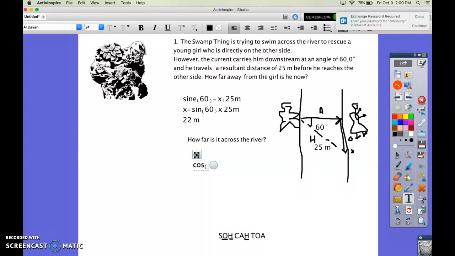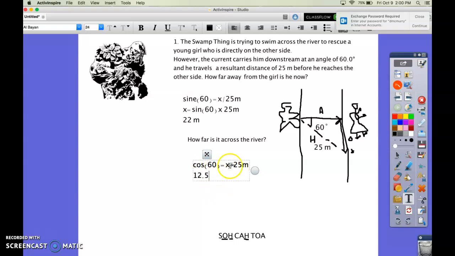Cosine of 60 is equal to the adjacent, which we don't know, so I'm going to say x, divided by the hypotenuse, which is, once again, 25 meters. Now, just like before, we're going to multiply 25 times both sides. I'm not going to type that up because I've already typed it up above. And so if we do cosine of 60 times 25 meters, we get 12.5.